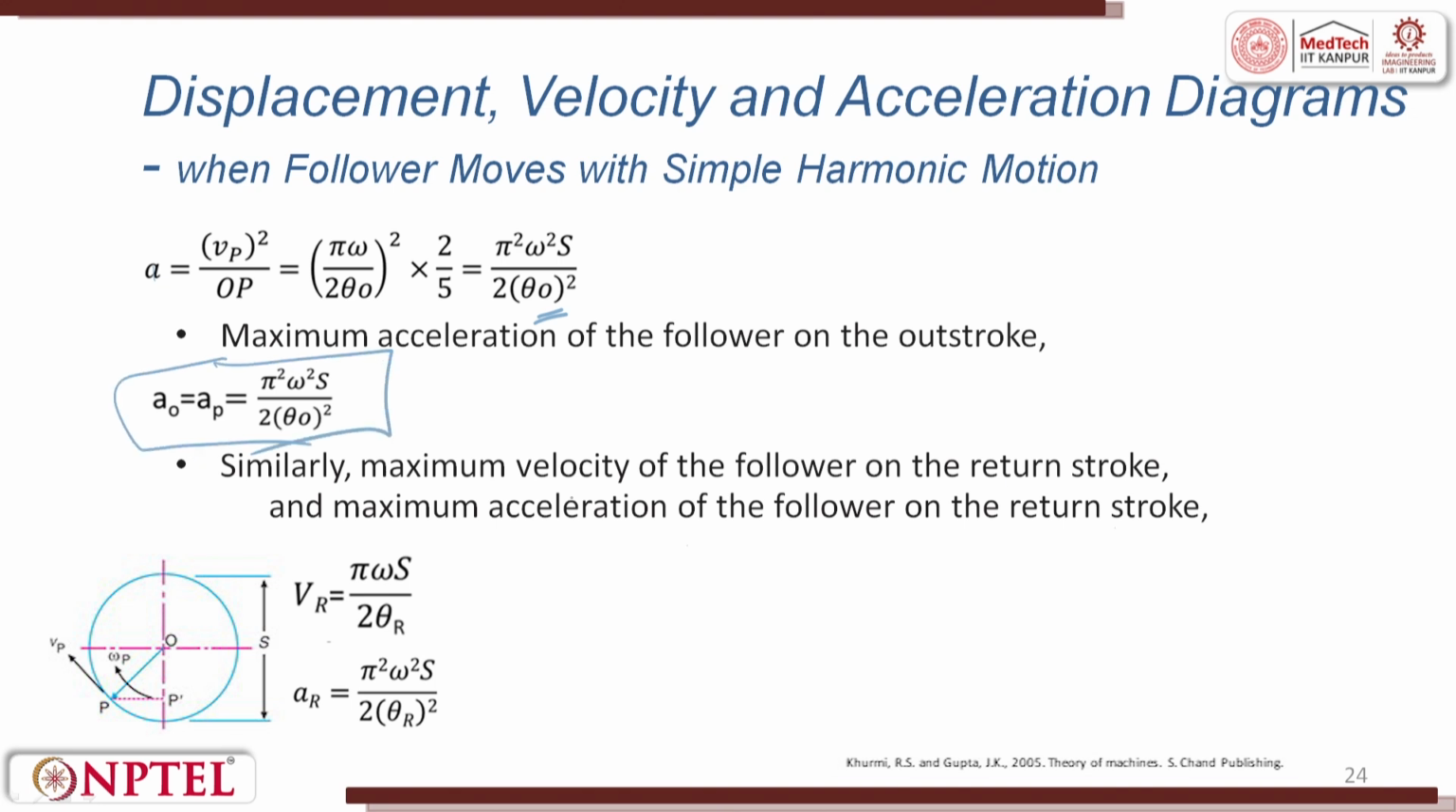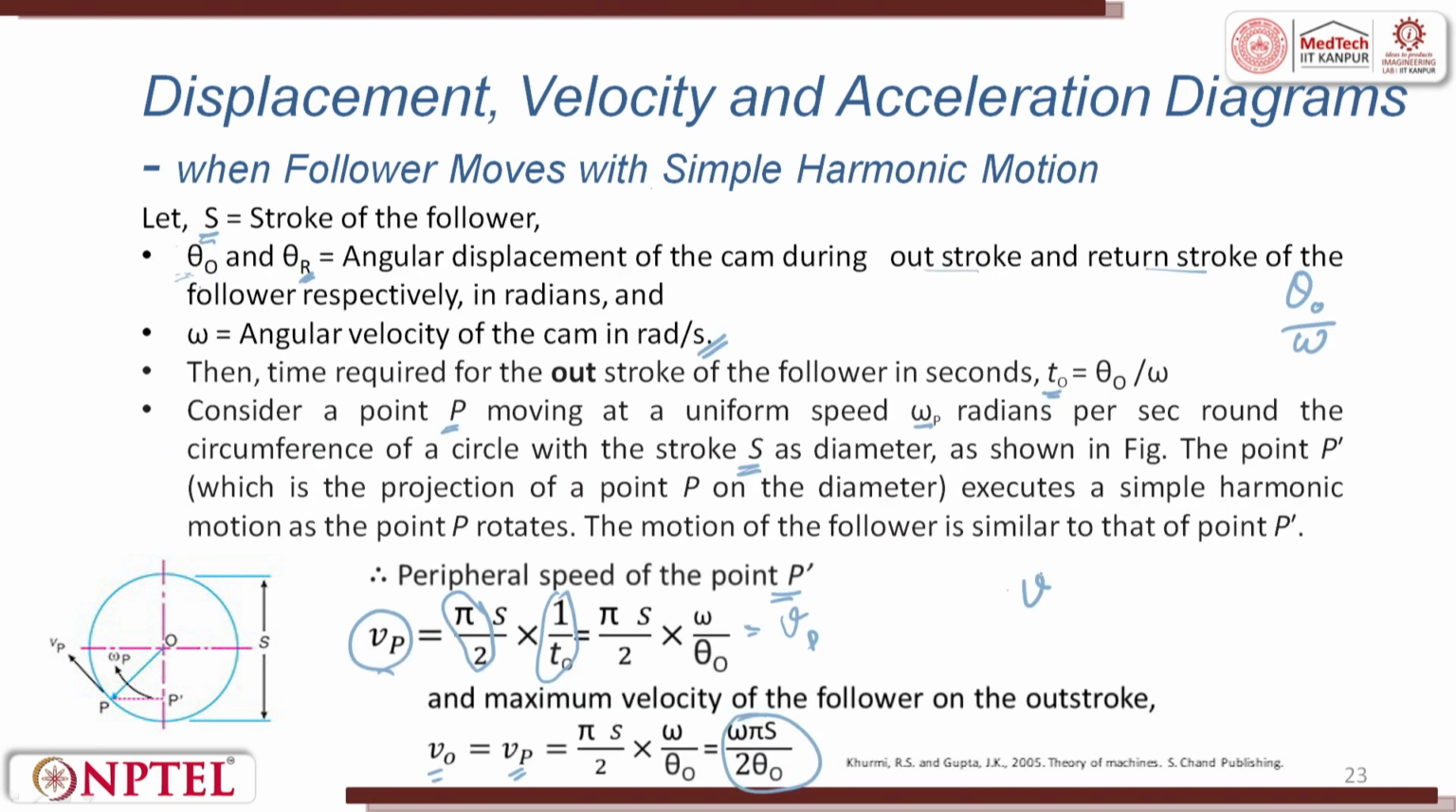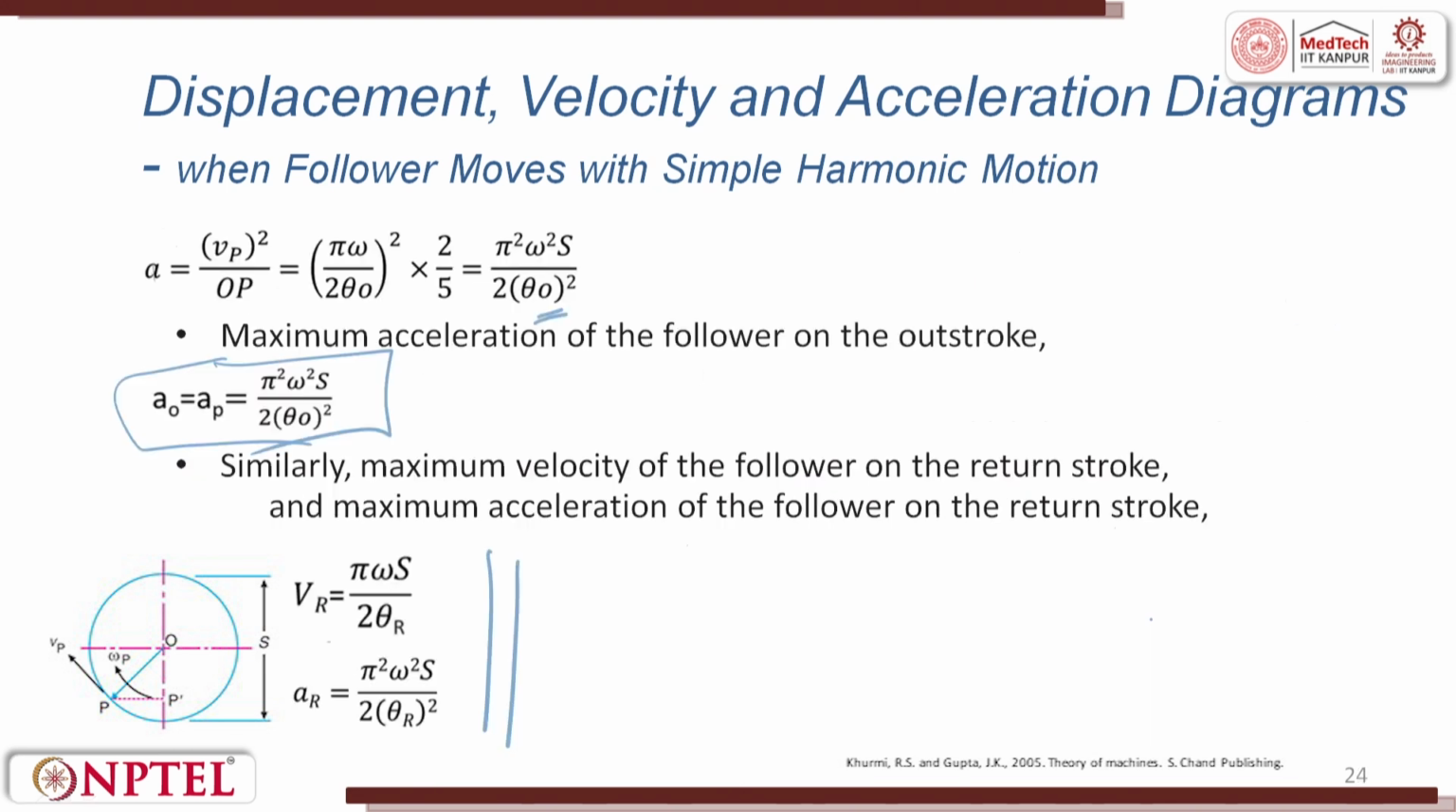Similarly, the maximum velocity of the follower on the return stroke and the maximum acceleration of the follower on the return stroke are given by this: VR and AR. In this slide, we saw how we calculate VP and V naught. Here, we will see how we calculate A naught and then AP.